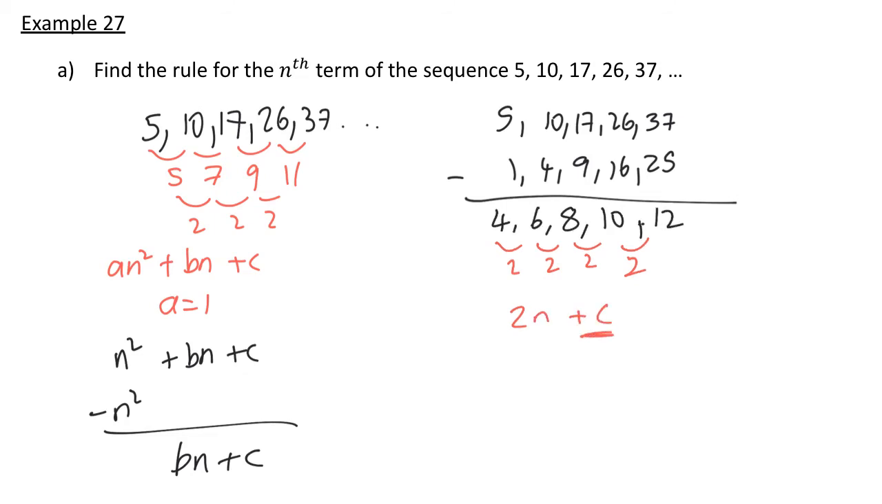To work out the number term, what we did was we went back a term. So if we go back in the sequence, 12, 10, 8, 6, 4, the term before the 4 would be 2. So that means our c value is 2. So it's going to be 2n plus 2. So what we do is we combine that with the n squared. So our sequence then is n squared plus 2n plus 2.